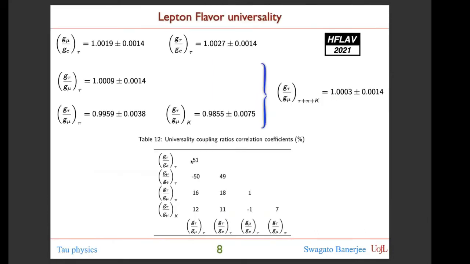So the HFLAV combination is presented here. From the current knowledge of the different quantities I just mentioned, we can measure G mu over G e up to a 0.14% precision, and similarly for G tau over G e. For G tau over G mu, we can average the quantities that we obtain from the tau leptonic decay and from the pion and the kaon decays. We again obtain a precision of similar order, 0.14%, and the correlation matrix from the different quantities is shown here. These are the newest numbers from the HFLAV combination.